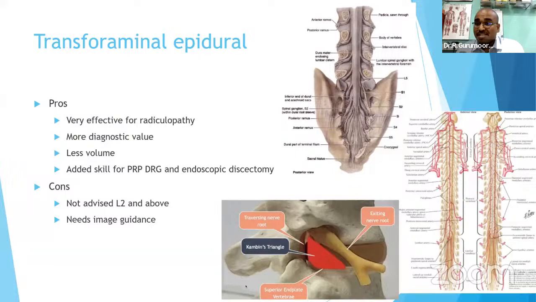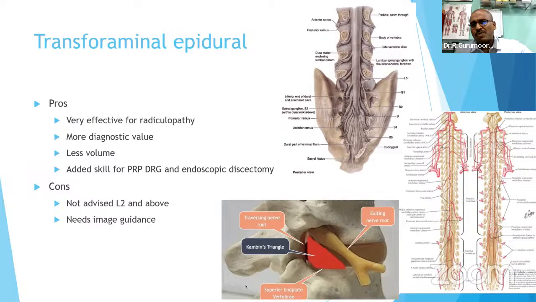Okay. So MRI and CT are not going to help. It's not the confirmatory test. It just gives you a clue about the patient's disease. So it is the diagnostic value that is going to help. You need less volume for those patients. For example, you need 2 to 3 mL for transforaminal.